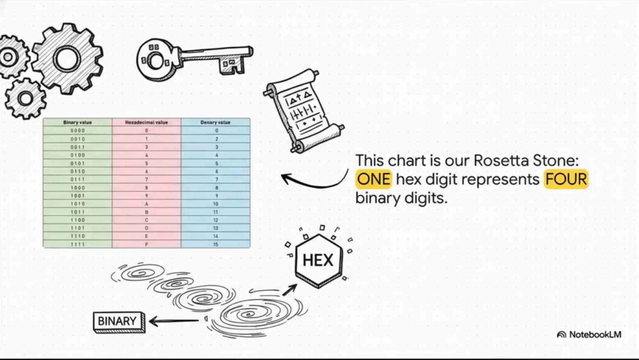Now this chart, this is the key to everything. This is our secret decoder ring. The absolute magic of hexadecimal is that one single hex digit can represent a group of exactly 4 binary digits. So instead of writing out 1111 in binary, you can just write F. And that's why it's base 16, by the way. It's not random. 16 is 2 to the power of 4. Which creates this perfect, elegant relationship. It's a truly brilliant shorthand.